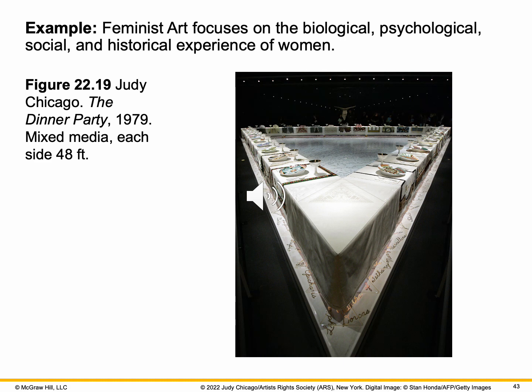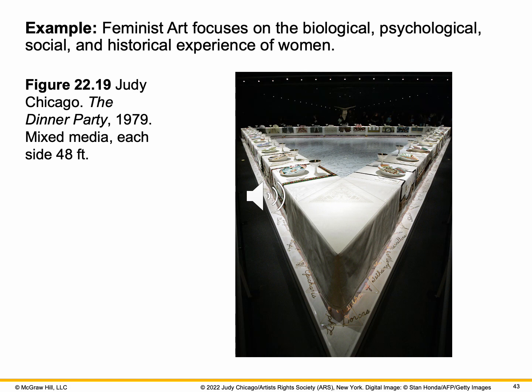Arranged around a triangular table are 39 place settings, each one created in honor of an influential woman, such as the Egyptian ruler Hatshepsut and the novelist Virginia Woolf. The names of an additional 999 important women are written on the tiles of the floor. By using such craft techniques as ceramics, weaving, needlepoint, and embroidery, Chicago demands artistic equity for media that had long been associated with women's work.